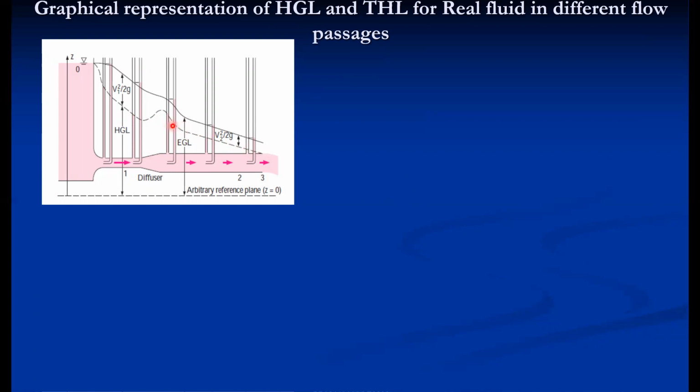Here the pressure head should be uniform, but it doesn't happen because of friction, and to overcome that friction, some pressure energy is consumed. That's why there is this drop in the hydraulic gradient line. As far as the total energy line is concerned, it also continuously decreases. So there is a continuous fall of total energy from tank to the free air.